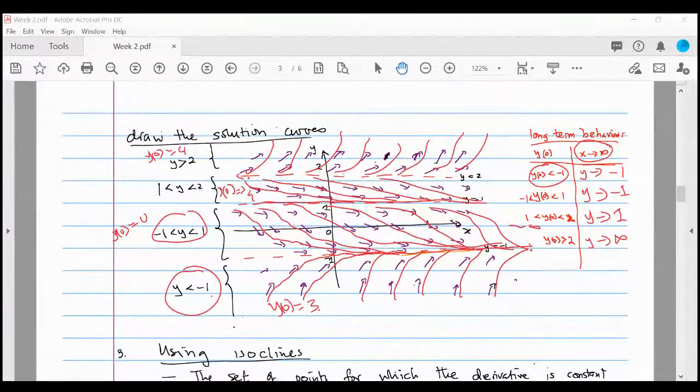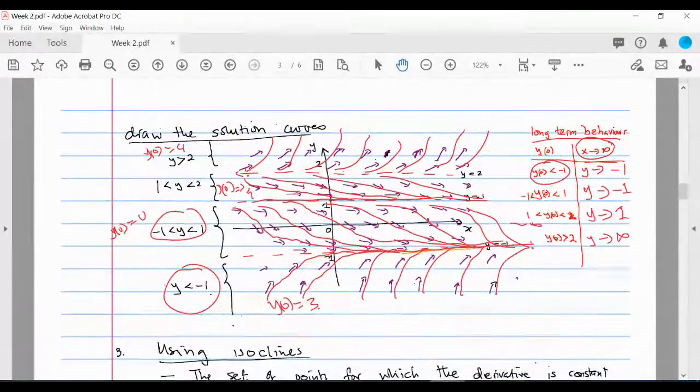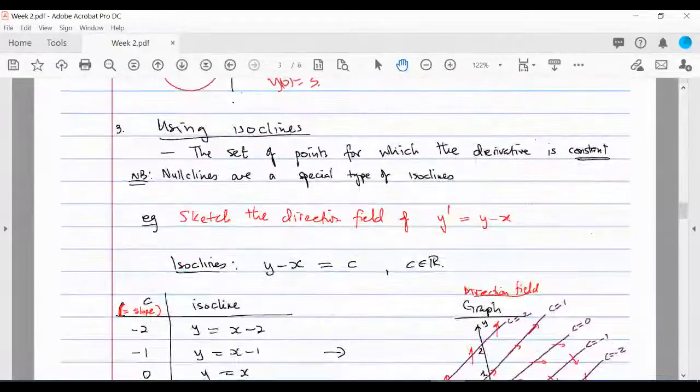But if you look in the notes, you find that the function was defined in terms of x and y. So you would have to use the values of x and the values of y to substitute into the right-hand side function. All right, let me move now to the isoclines.